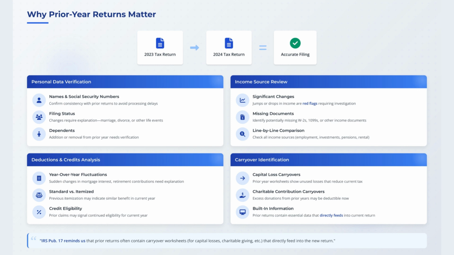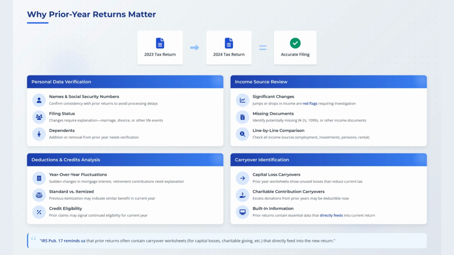Now let's talk about deductions and credits. If a taxpayer claimed $12,000 in mortgage interest last year, but this year it's only $2,000, we need to ask why. Did they pay off their mortgage? Sell the house? Same thing with retirement contributions or big charitable gifts. Any major jump or drop needs to be explained.